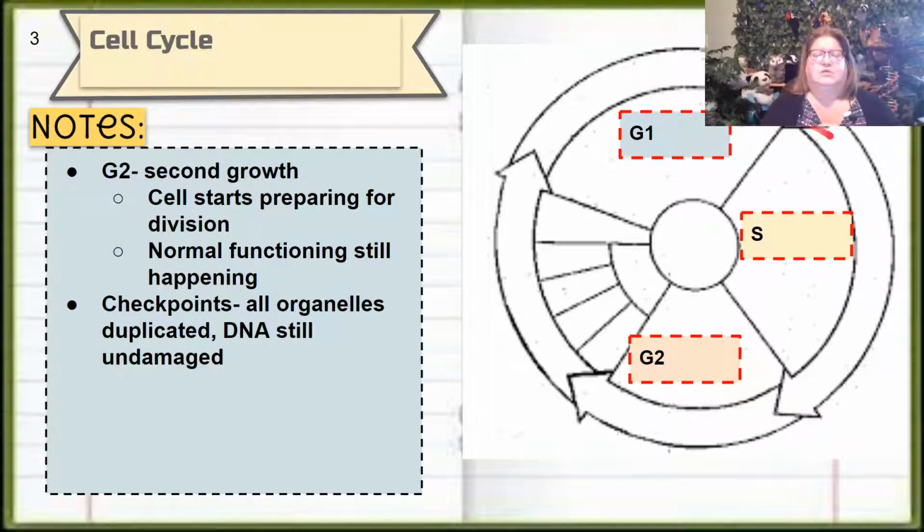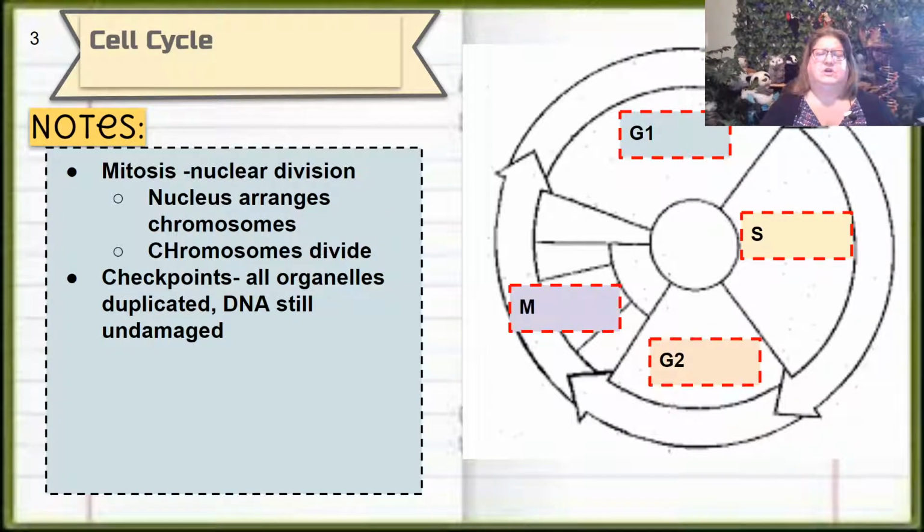And again, move your slide so it's labeled G2. The cells are prepping for division at this point, as long as everything's still good. Normal functioning is still happening. If it's a skin cell, it's protecting. If it's a muscle cell, it's contracting. If it's a digestive cell, it's secreting acid. So normal functioning is still happening, but it's also starting to prepare for cell division. The checkpoints are still there. All organelles better be duplicated. The DNA is still undamaged.